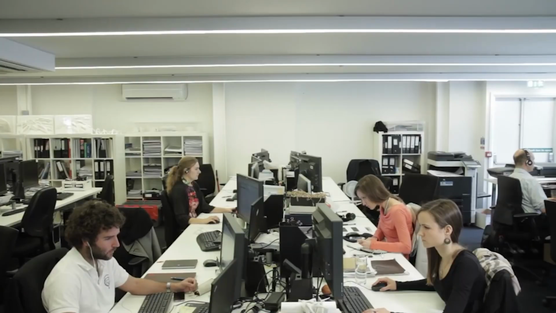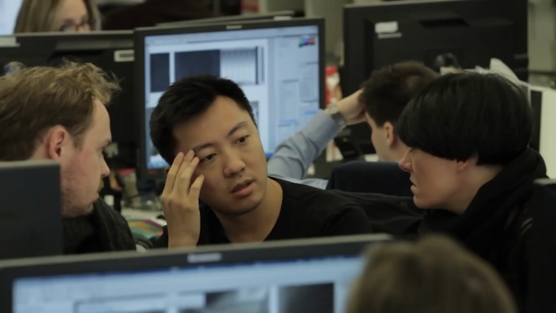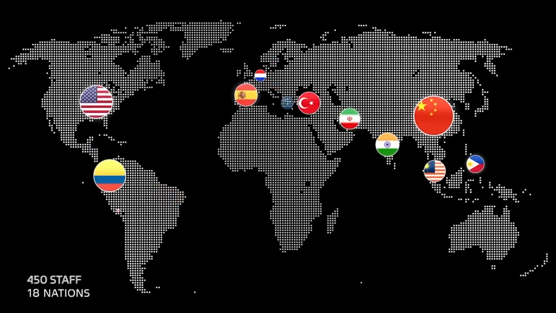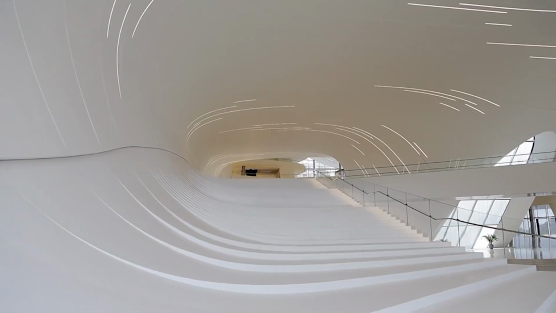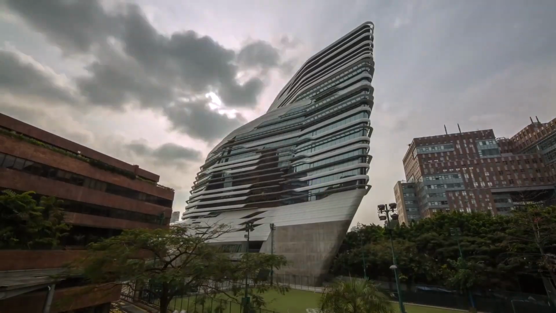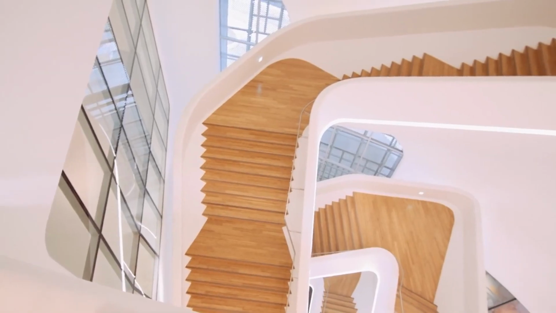Zaha Hadid Architects is now already more than 40 years old. We are currently 450 people strong. We have projects all around the world, roughly now around 1,000. And we are doing projects of all scale. Our projects are often very experimental, fluid, very different.